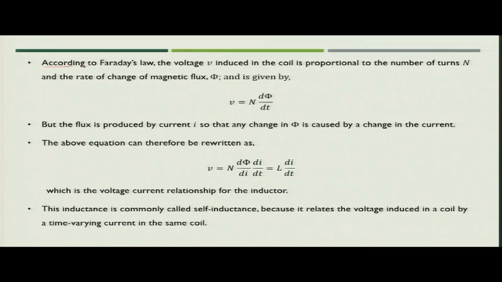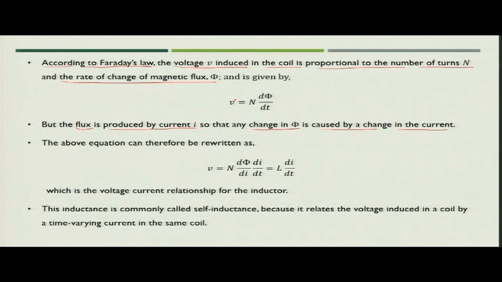If you remember Faraday's law, it says that the voltage induced in a coil is proportional to the number of turns and the rate of change of magnetic flux. So, how can we write it? The induced voltage v is nothing but N d phi by dt. Now, the flux is produced by current i. Therefore, we can also say that any change in phi is caused by the change in current.